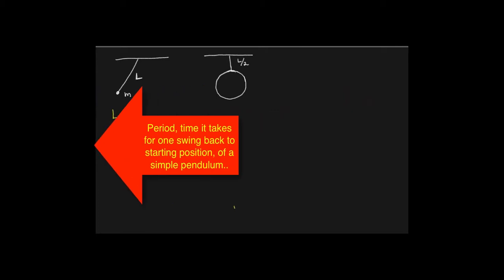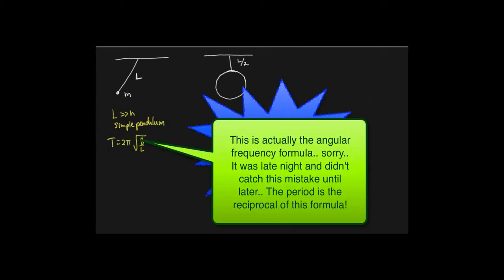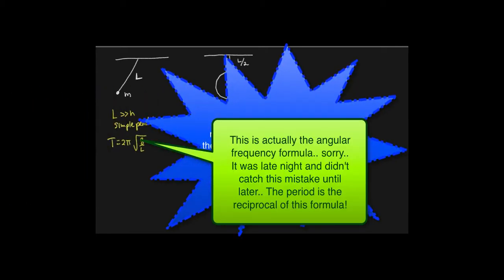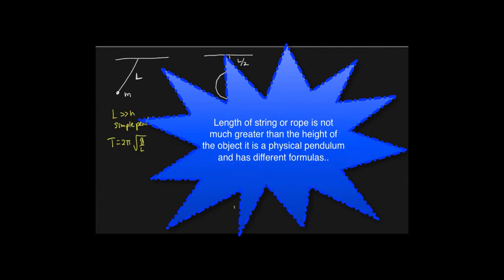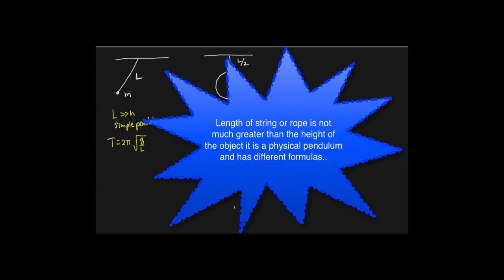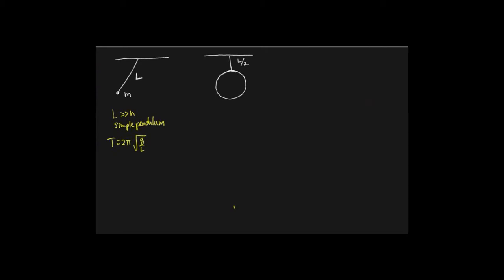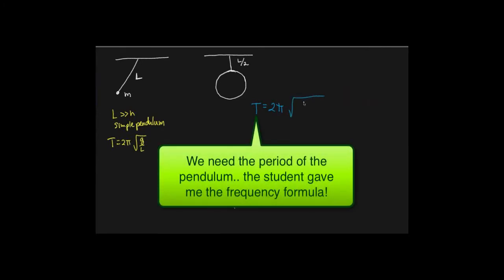So then the second one is the physical pendulum. Okay. What does that tell us? So that means we can use the formula T is equal to 2 pi times the square root of mgh over I.